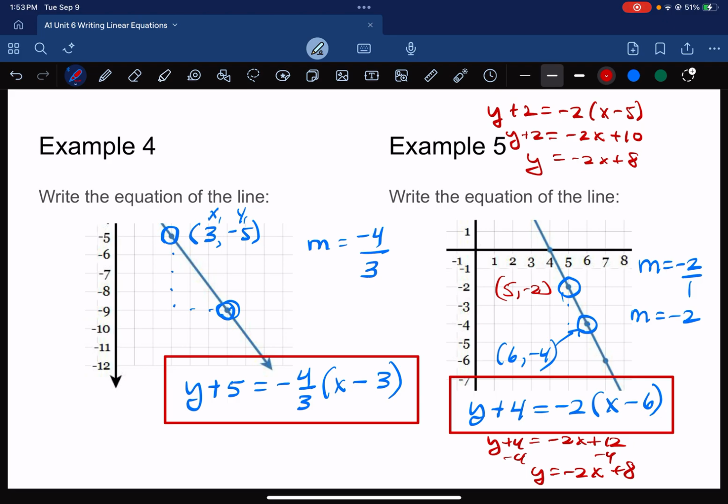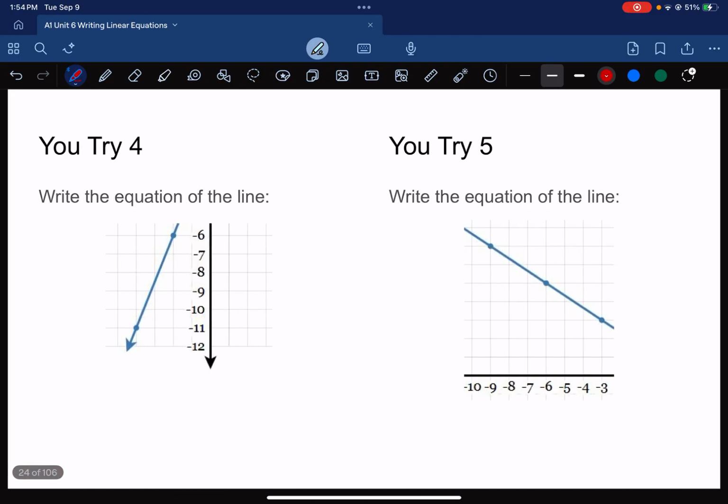Okay? I know that the point slope forms can look like they're different, but when you put them in slope intercept or standard form by rearranging them, you see you get the same equation. Okay? So you guys try this one, stop the video, and try them both. Okay? And then start the video back up.